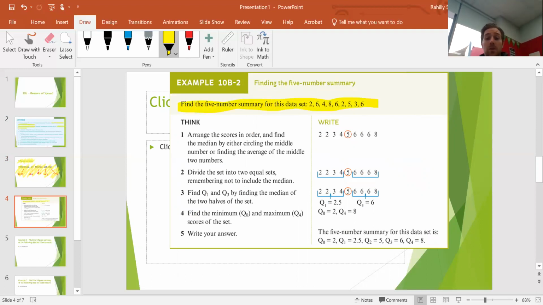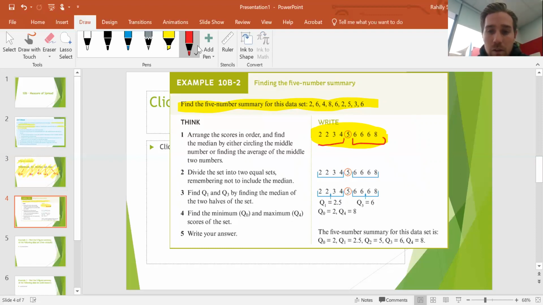Okay. The first thing we need to do is arrange the scores in order. All right. So from smallest to largest, like they've done here, put it in order. Once you've put it in order, you then find the median. So find the middle number, which is what they've done. So you can see that there's 4 on either side here, leaving 5 as your middle number. Okay. Divide it into 2 equal sets, remembering not to include the median, which is what they've done there and what I've underlined there as well, dividing it into 2 sets.